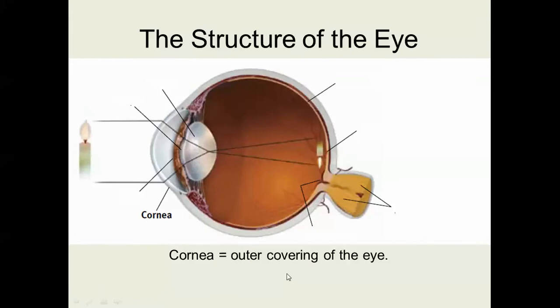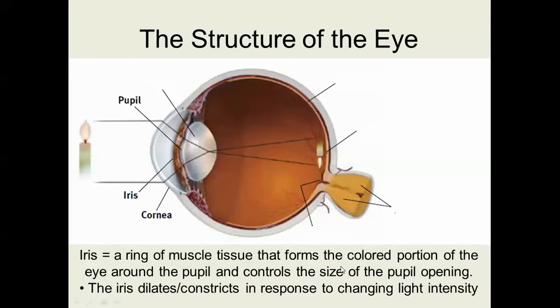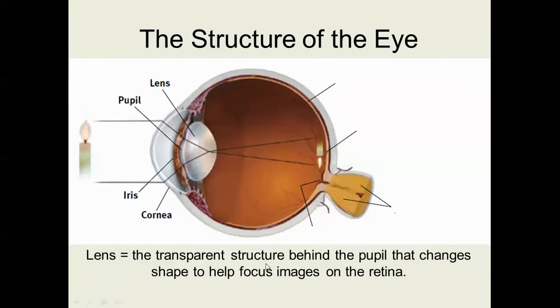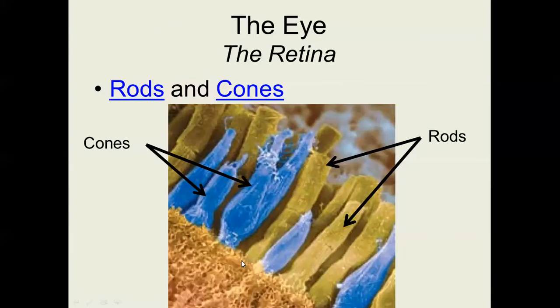So, cornea is the outer covering of the eye. The pupil is the adjustable opening in the center of the eye through which light enters. The iris controls the pupil. So the iris is actually dilating and constricting in response to changing light intensity. A lot of times we say our pupils are dilated. That's not true. Your iris is actually dilating. Your lens is the transparent structure behind the pupil that changes shape to focus images on the retina. And then your retina receives these wavelengths full of rods and cones, and processes this information.